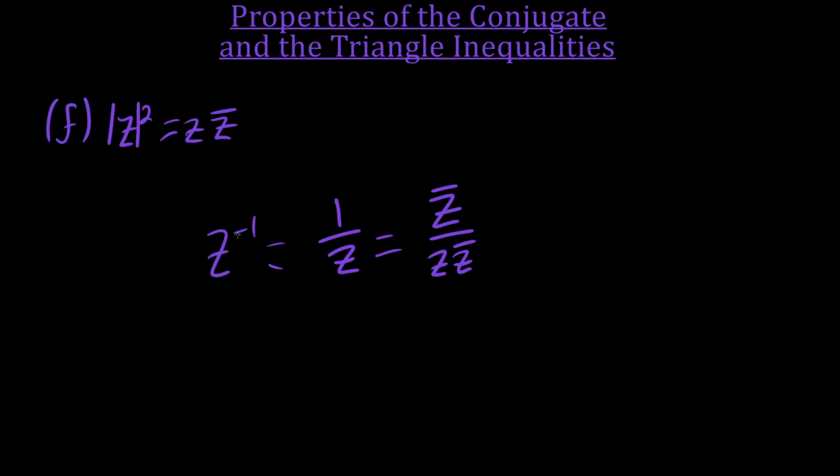And by property F, z times the conjugate of z is equal to the modulus of z squared. So we can rewrite this as the conjugate of z over the modulus of z squared. So this is another way that you can represent the inverse of a complex number. And it may come in handy when you're trying to do proofs or maybe cancel something out in some computation.